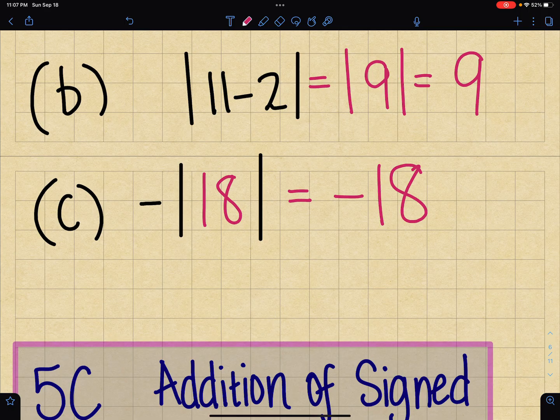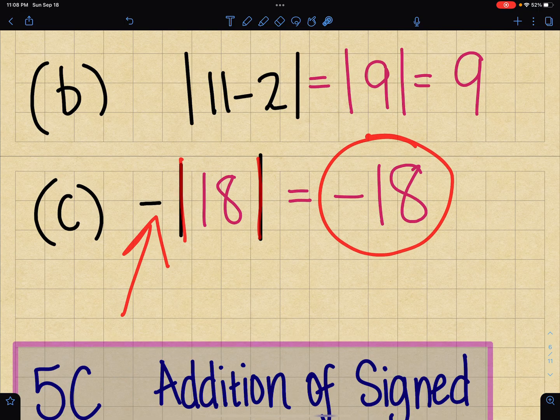Okay, so what we're saying is the absolute value of 18 is 18. But since we want the opposite of that, then the answer is going to be negative 18.